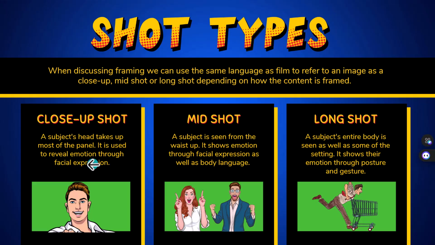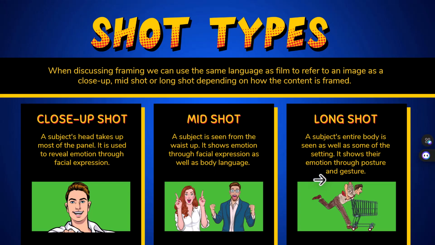It is used to reveal emotion through facial expression. We have the mid shot. A subject is seen from the waist up. It shows emotion through facial expression as well as body language. Then we have the long shots, which show the entire body as well as some of the setting. It shows the emotion through posture and gesture.